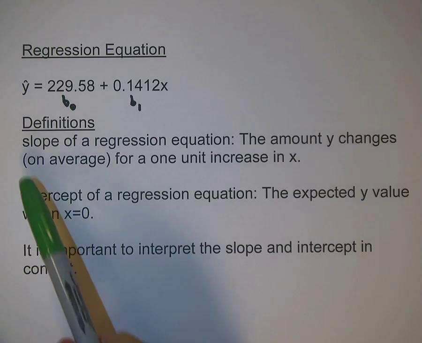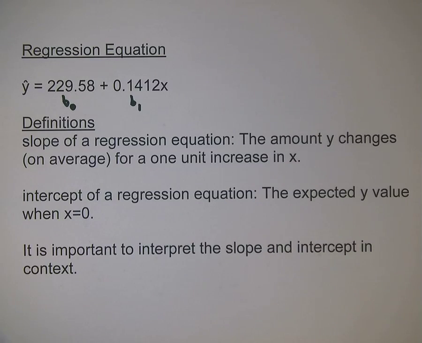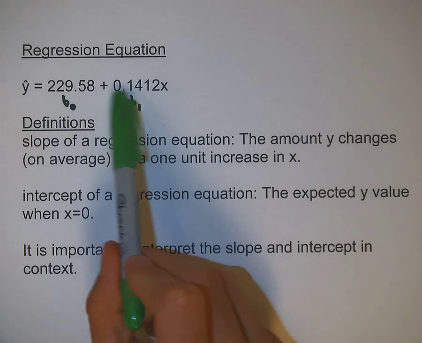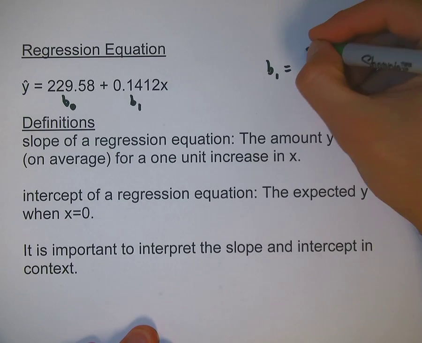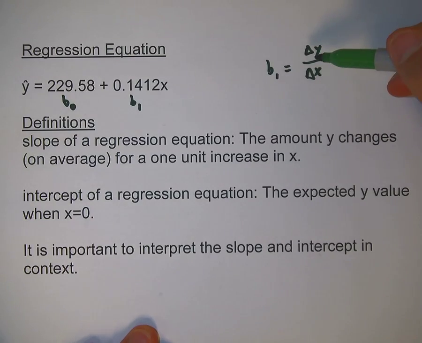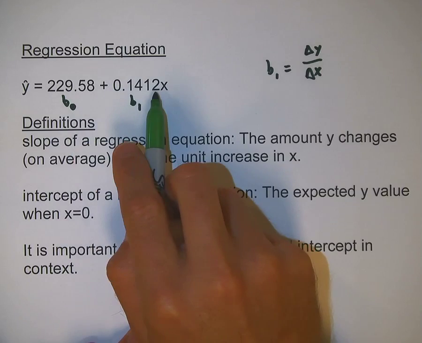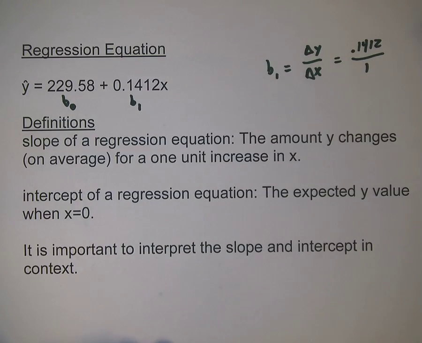Okay, so the slope of a regression equation, so that's this value, is the amount y changes on average for a 1 unit increase in x. Okay, so if we think about what slope is, it's always the change in y over the change in x. So usually we think of slope as a ratio. Okay, this value, the way it's written, isn't really a ratio, but we can easily make it into a ratio by putting it over 1. Okay, so what it tells you is the amount y changes for a 1 unit increase in x. So that's where that slope interpretation comes from.